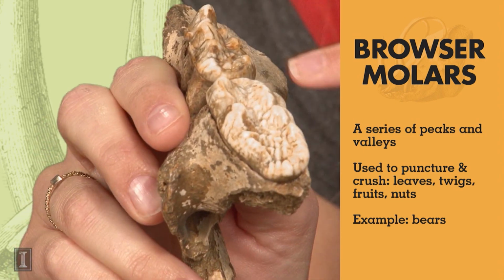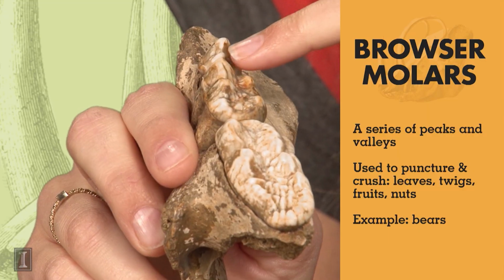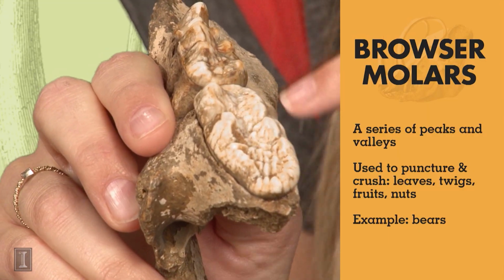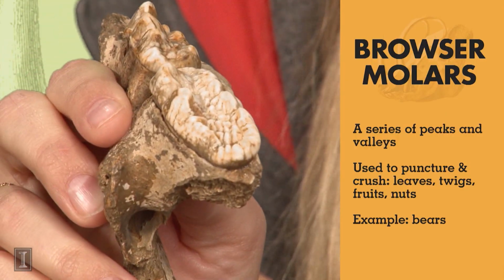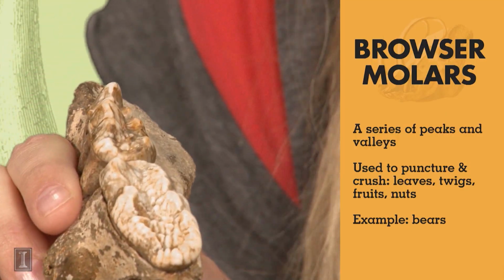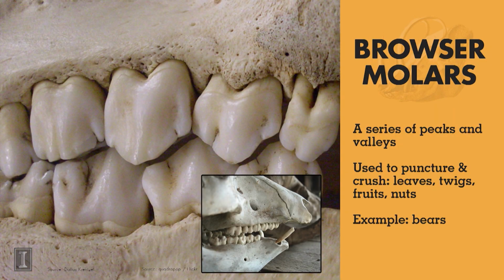And those peaks and valleys, as you can tell from this specimen, are these little sharp peaks on the sides maybe, and then we have some deeper valleys in the middle of the teeth, or running laterally across the teeth as well. But that's the key feature of a browser's tooth, is that we have this series of peaks and valleys. And those are basically used to crush things, they could be used to grind, but largely to puncture fruits, leaves, sticks, twigs, and sprouts. And so a browser often has a varied diet. So this is a great example of a browser's tooth.